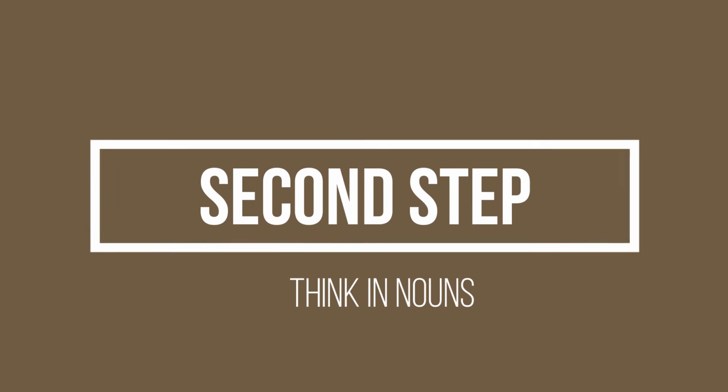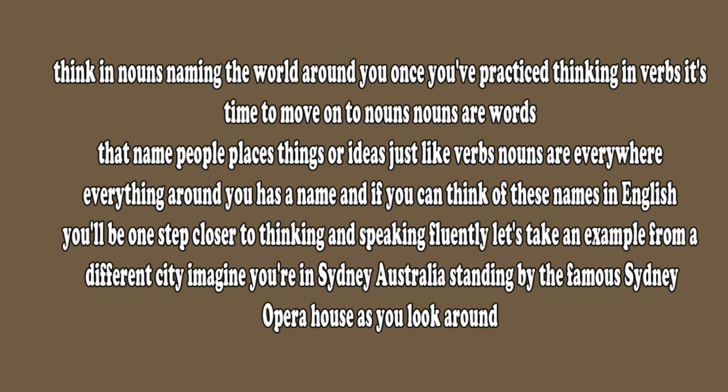Second step, think in nouns. Think in nouns, naming the world around you. Once you've practiced thinking in verbs, it's time to move on to nouns. Nouns are words that name people, places, things, or ideas.